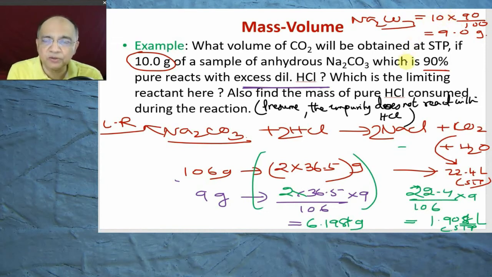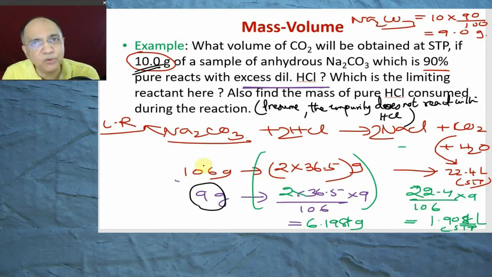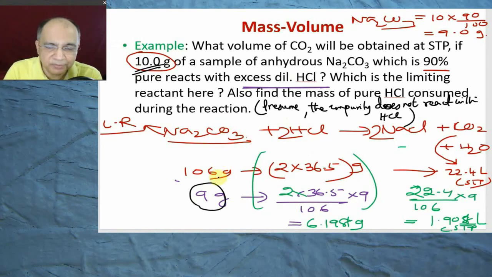90% of 10 gram is the actual pure sodium carbonate. So first we have to find the real mass of pure sodium carbonate. This 10 gram is the mass of the impure sample. So we have to use this 9 gram. If 106 gram, because this is the gram molar mass, is required, we will do it in one line. In one go, we shall finish all three things. If 1 mole, meaning 106 gram, consumes 2 moles, 2 into 36.5 gram of HCl, to produce 1 mole of gas CO2, 1 mole means 22.4 liters.